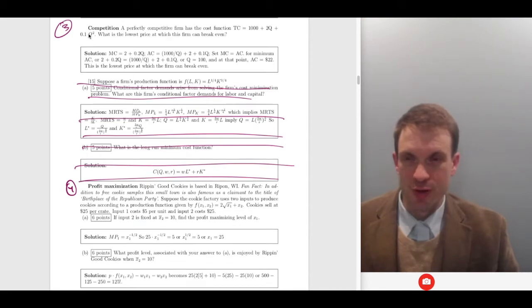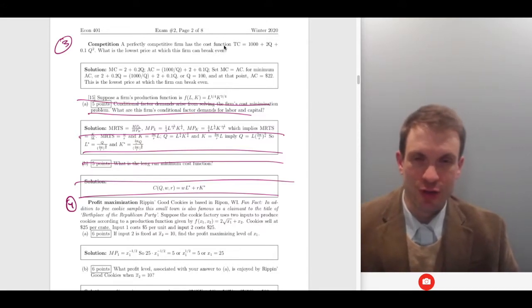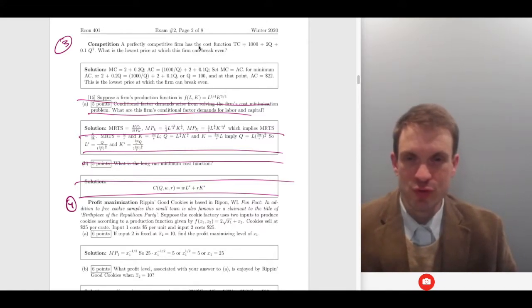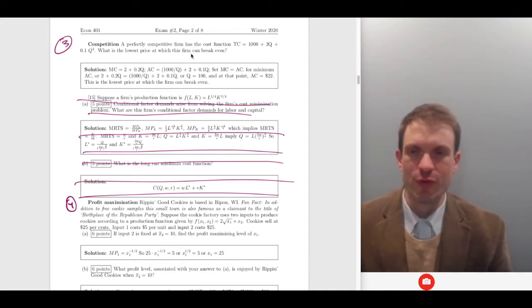Okay, so question 3, competition. A perfectly competitive firm has the cost function TC equals 1,000 plus 2Q plus 0.1 Q squared. What's the lowest price at which this firm can break even? We're trying to find the break-even price. That's the exact same exercise we did before, right?